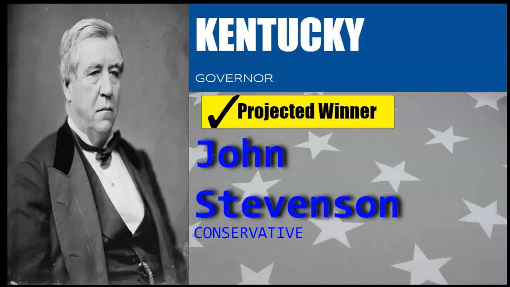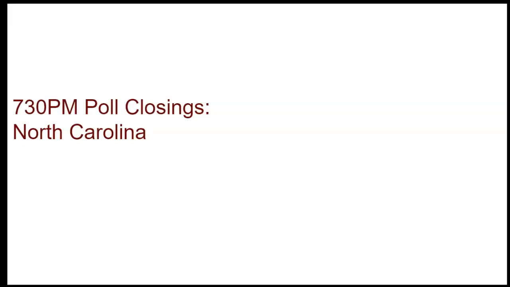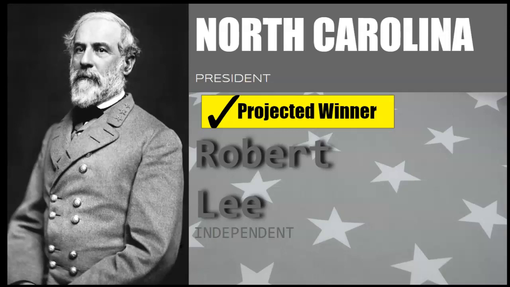And out of Kentucky's governor race, John Stevenson will be elected to his first term as governor out of the state of Kentucky, keeping the seat in conservative hands. It is now 7:30 p.m. and we now have poll closings out of North Carolina. Out of North Carolina, no surprise here, Robert Lee will be the projected winner in the state of North Carolina.